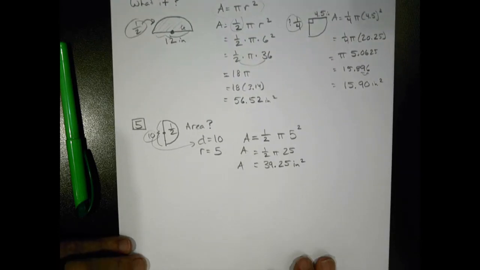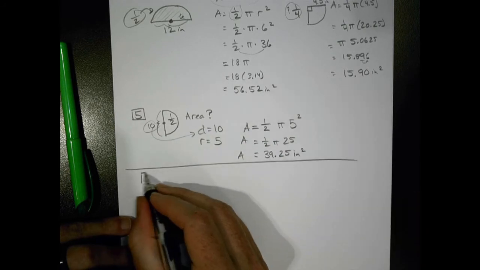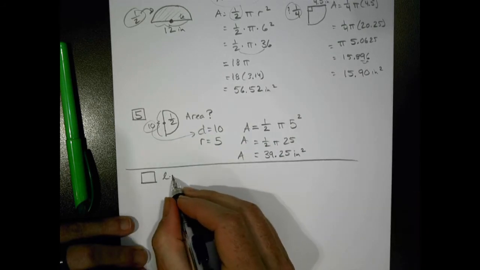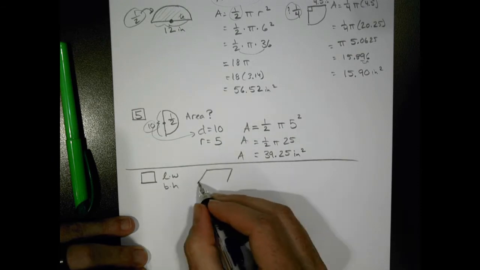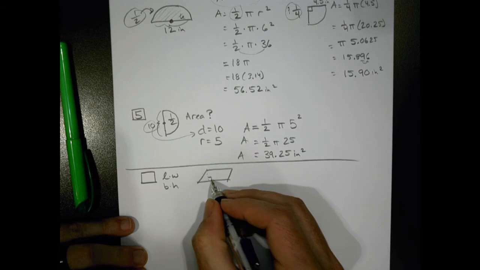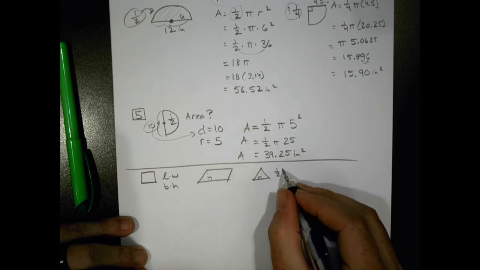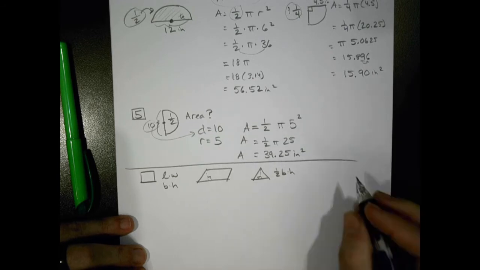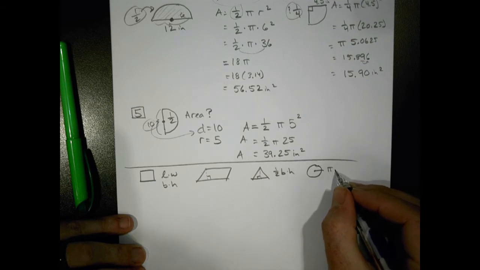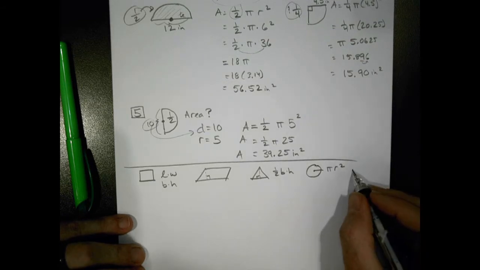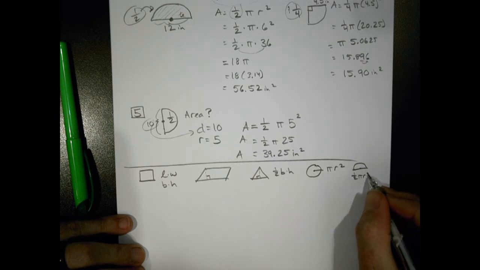Okay, so knowing that now we can figure out the area of a square, right? Length times width, or base times height. We can do a parallelogram, which is the same, having a base and height. We can do a triangle, which is 1/2 of base times the height. And we can do circles, which is pi r squared. And we can even do half of a circle, which is 1/2 pi r squared, right?